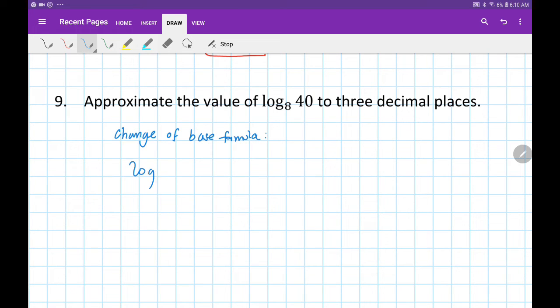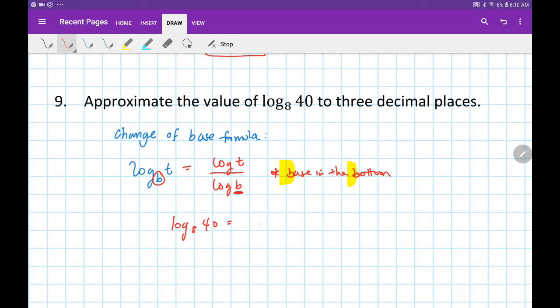And it says if you have a log with some base of some number, that it's actually the same if you rewrite it as log of t over log of b. Notice that the base became the number in the bottom. So I remember it always base in the bottom. They both start with b's. That's a very easy way to remember. So log base 8 of 40 is actually the same as log of 40 over log of, I'm going to put my base in the bottom, log of 8.